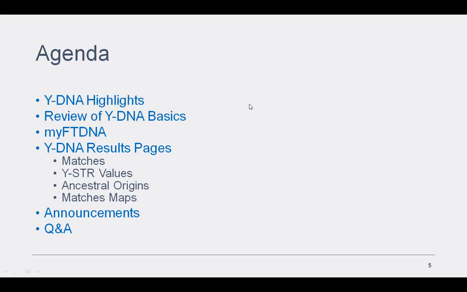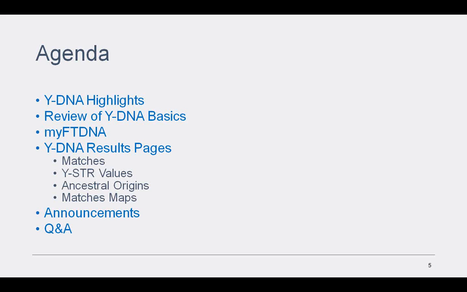So here's what we're going to cover in today's presentation. We are going to cover the basic highlights of Y-DNA. I just mentioned a couple of them, but I'll go into it a little more. We'll do a review of DNA basics. Hopefully those of you attending today have already attended the Introduction to Genetic Genealogy webinar. It gives you a good idea of the basics for each of the different types of tests that Family Tree DNA offers, but I'll do a quick review in case there are those of you attending today who have not attended that one. And then we'll take a look at the My FTDNA page and see where you will find your Y-DNA results on that page.